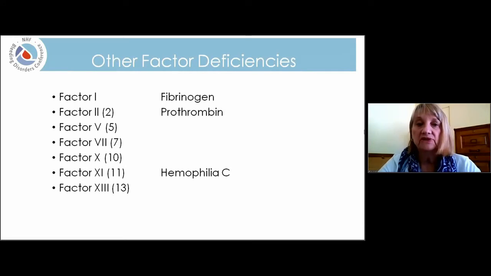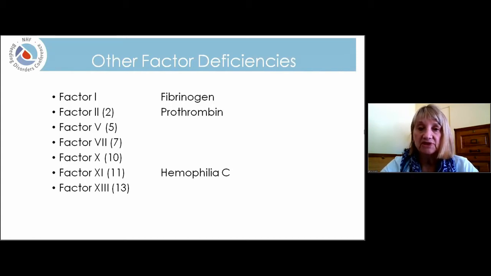The other factor deficiencies that often fall under the umbrella of hemophilia are factor 1, or fibrinogen, and the lack of that is called afibrinogenemia. Factor 2 is prothrombin. Factor 5 is extremely rare, not to be confused with factor 5 Leiden, which is a prothrombotic or clotting disorder, which is fairly common. This is factor 5 deficiency. And in my 40 plus years of nursing, I've only seen one patient with factor 5 deficiency.